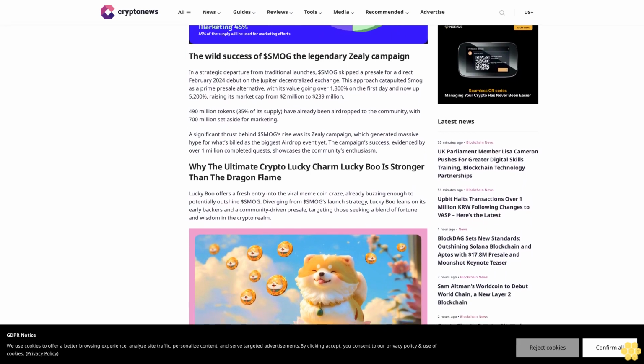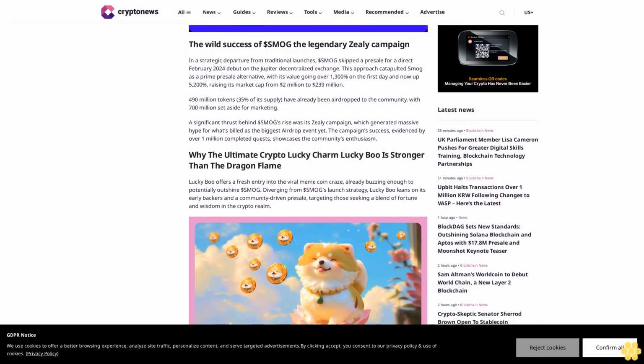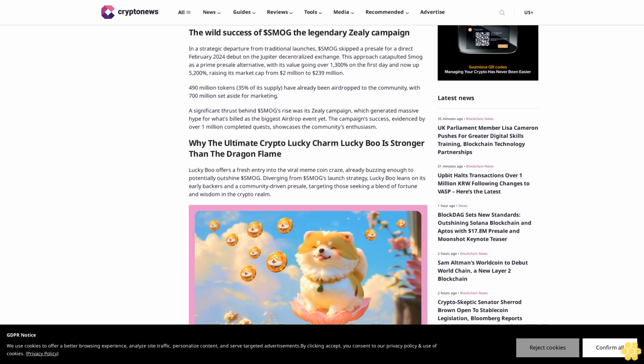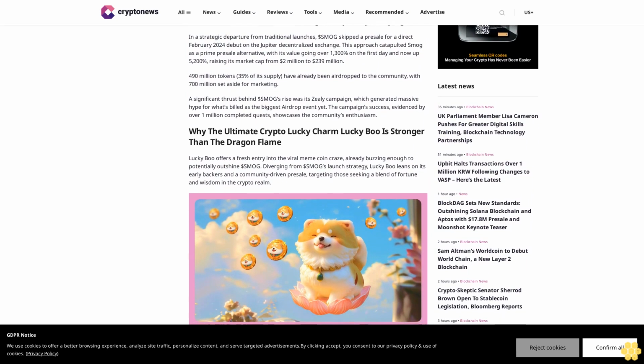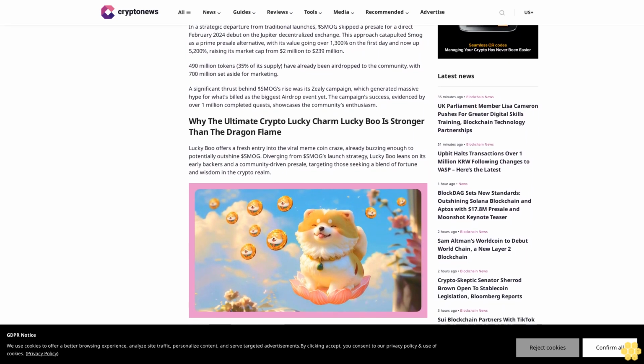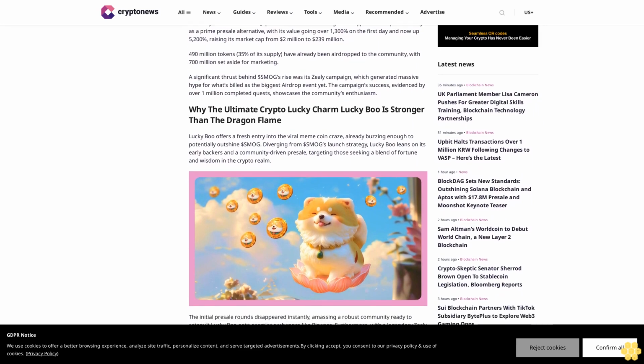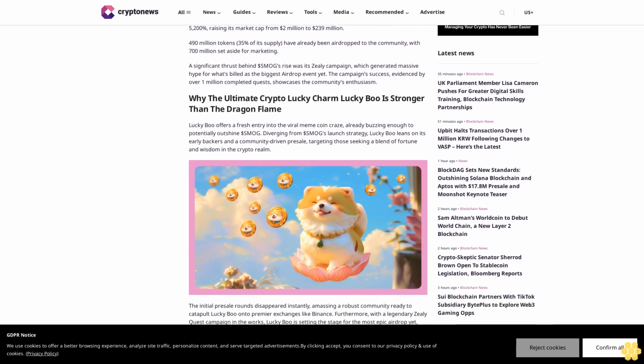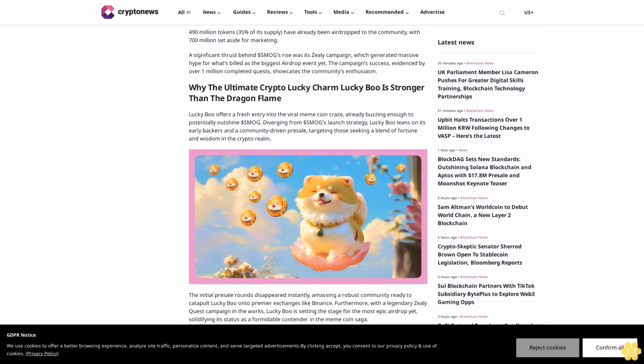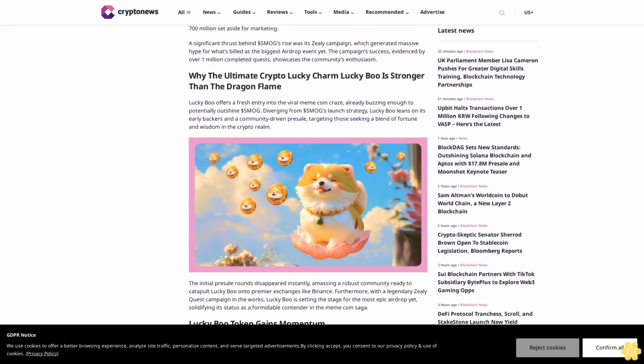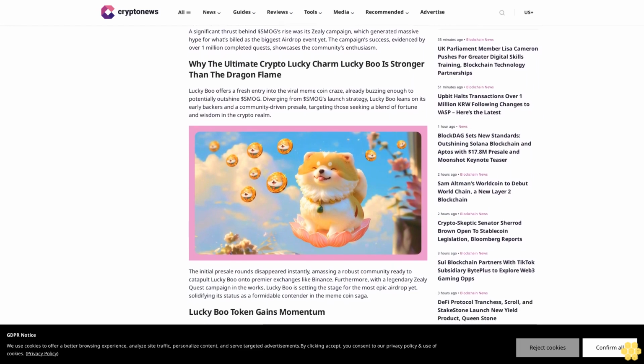480 million tokens, 35% of its supply, have already been airdropped to the community, with 700 million set aside for marketing. A significant thrust behind $SMOG's rise was its Zilli campaign, which generated massive hype for what's billed as the biggest airdrop event yet. The campaign's success, evidenced by over 1 million completed quests, showcases the community's enthusiasm.